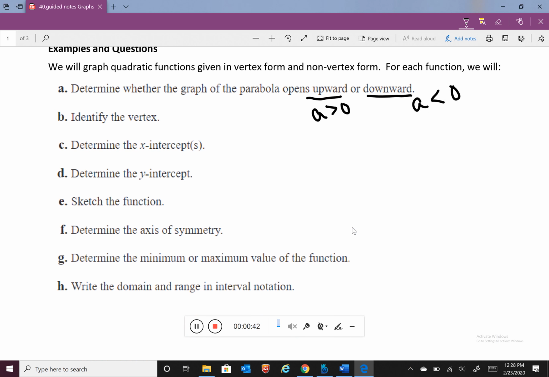We will identify the vertex, and remember, vertex is found by identifying h, k if it's in vertex form, but using the formula to find the vertex if it is in non-vertex form. We will identify the x-intercepts by letting y be 0 and the y-intercept by letting x be 0. We will sketch the function and we'll make sure that we label the axes and show scale.